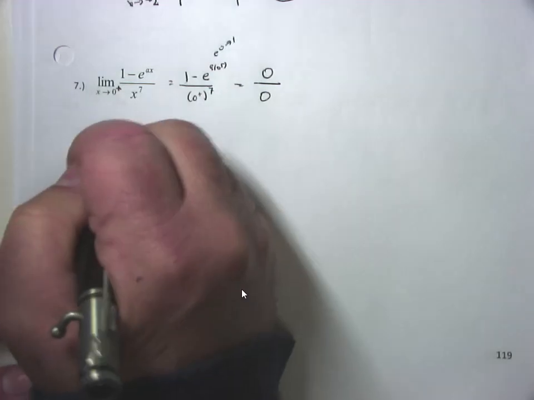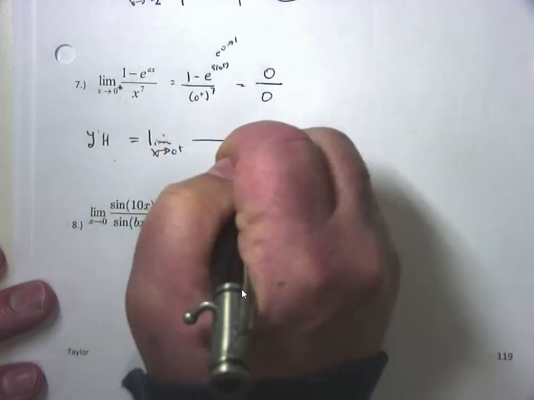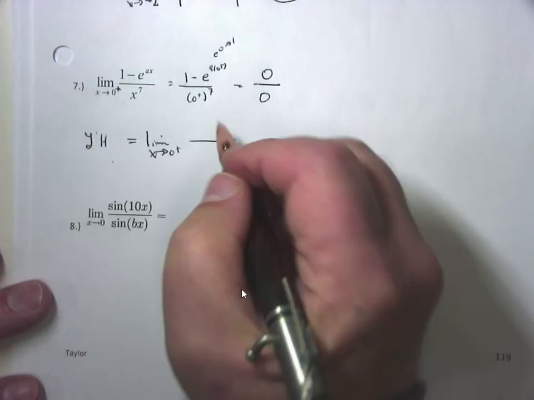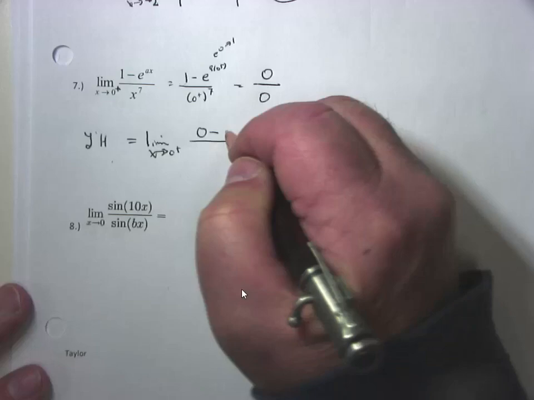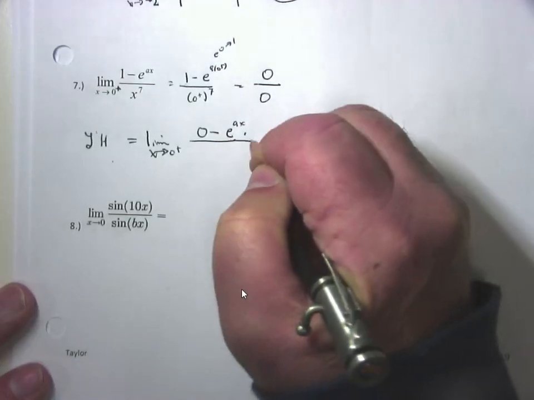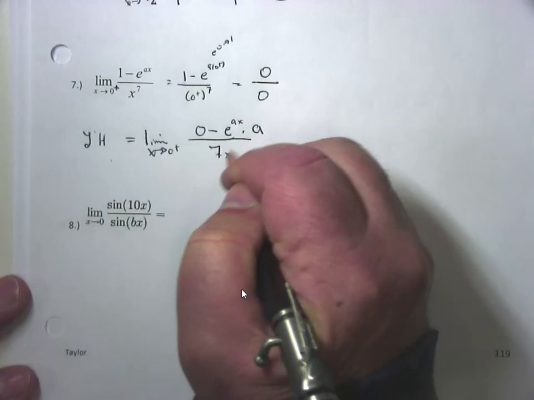L'Hopital's rule. So this is equal to the limit as x approaches 0 on the plus side of the derivative of the numerator. This is for your benefit. What's the derivative of 1? 0 minus, what is the derivative of e to the ax? Derivative of e to the x is e to the x. The derivative of e to the a times x is chain rule. Derivative of e to the ax times derivative of the exponent. So this would be e to the ax times derivative of the exponent, which is a. Does that make sense? Derivative of a times x, a being a constant. A times x, derivative is just a. Divided by, what's the derivative of x to the 7th? 7x to the 6th. So I'm going to clean this up.